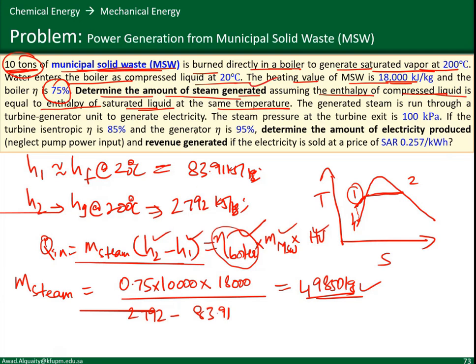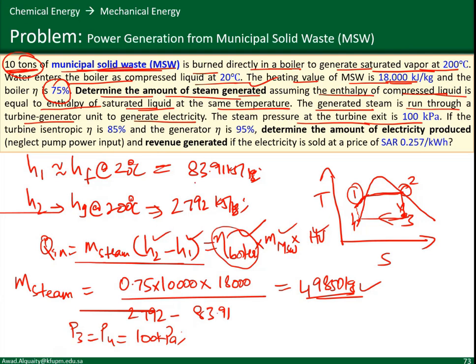Now, once you generate that steam, we are told that this generated steam is running through a turbine generator unit to produce electricity, of course. So the steam that we have at state two, we let it expand within a turbine unit, and the turbine unit is coupled to a generator, and it produces electricity. Now the steam pressure at turbine exit is 100 kilopascal. So at state three, the pressure is 100 kilopascal. So P for state three, which is always equal to P for state four, is 100 kilopascal.